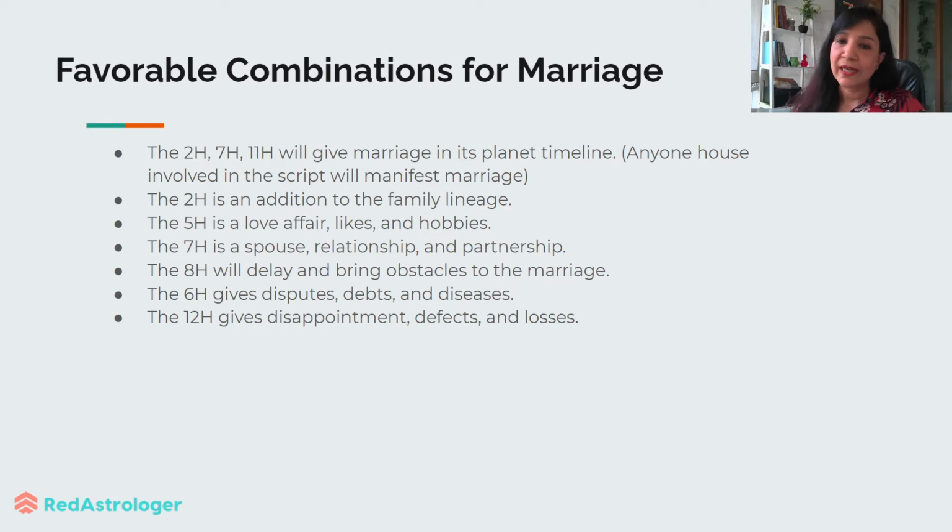I will explain this timeline concept in a moment. So the 2nd house is an addition to the family lineage. The 5th house is love affair, fun and entertainment. Then the 7th house is spouse and relationship. The 8th house will delay and bring obstacles to the marriage. And the 6th house gives disputes, arguments and misunderstandings. The 12th house gives disappointments, distance and defects, and even ends the relations at times.